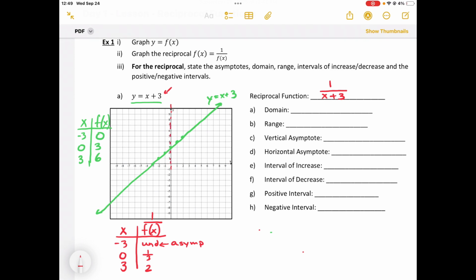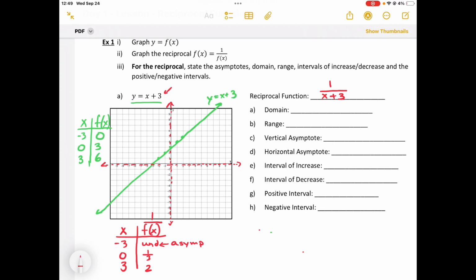So I'm going to put that vertical line on at x equals 0. I can't get to that one. I also happen to have a horizontal asymptote. This is something you don't really know yet. But when you have a 1 on the top, you always have a horizontal asymptote at y equals 0.